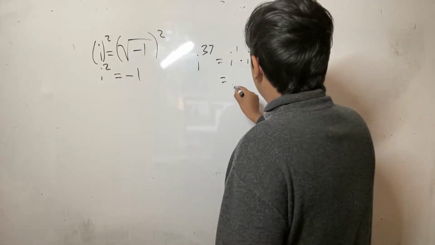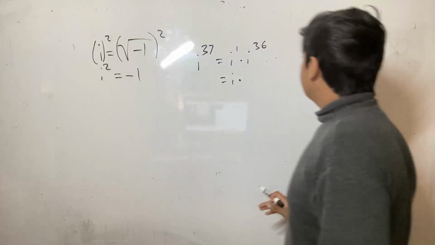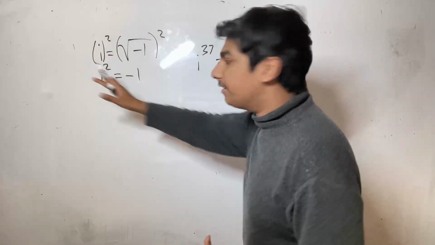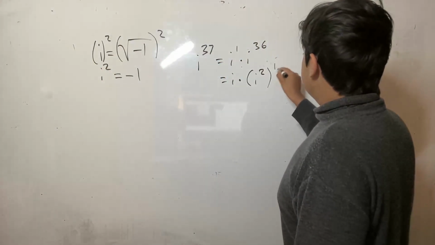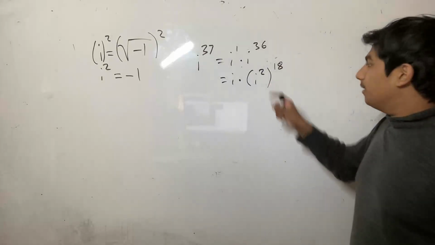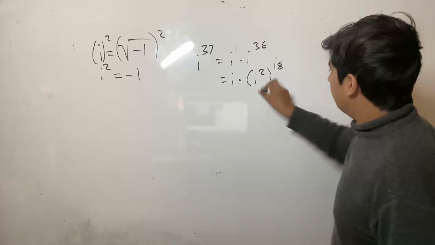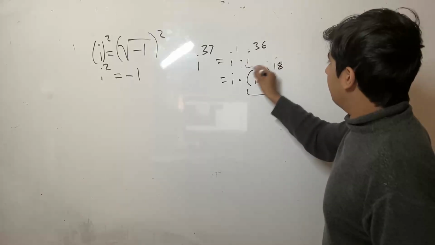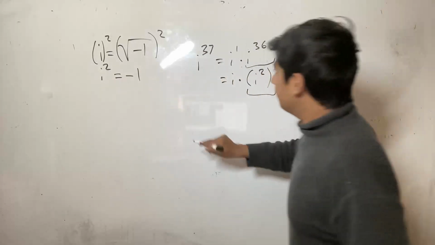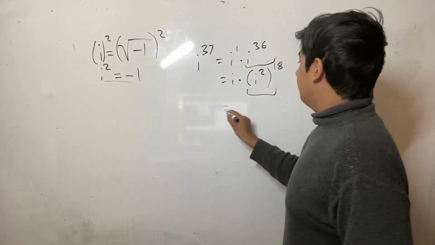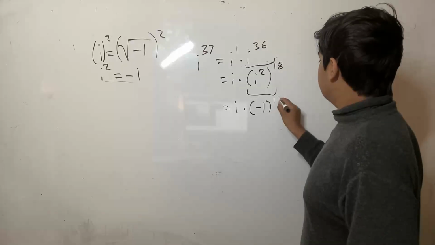And so now we have i, which is just i to the first, and then i to the 36. We can use i squared to help us, because we can write this as i squared to the 18th power. By the properties of exponents, 2 times 18 is 36, so this works. And remember, i squared is negative 1, so we can rewrite this as i times negative 1 to the 18th power.